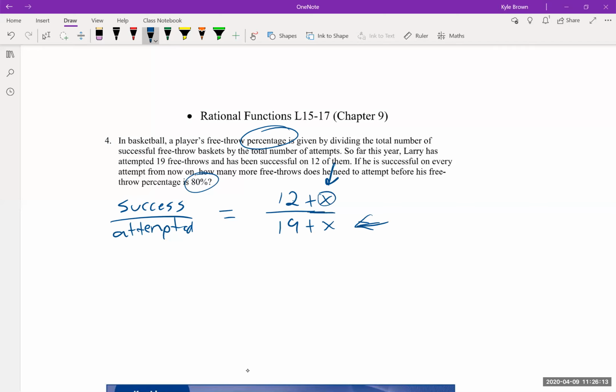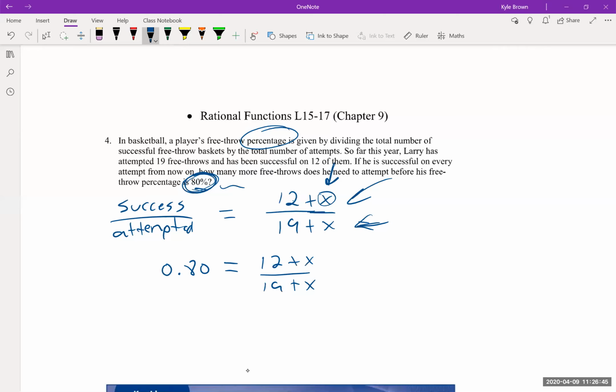Now, to make it our rational equation, we actually have a number that we want it to be, right? It's supposed to be 80%. Well, typically if you're doing calculations, especially in math and physics, and science in general, you don't use a percentage. We're going to rewrite that as 0.80, so that's 80% just as a decimal. That's equal to our expression, so 12 plus x over 19 plus x.